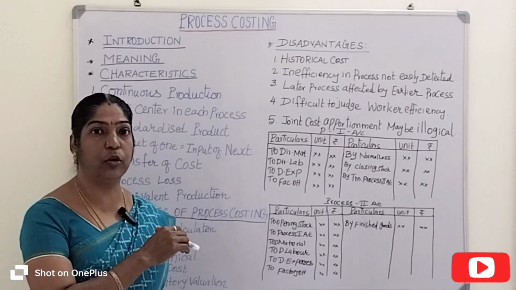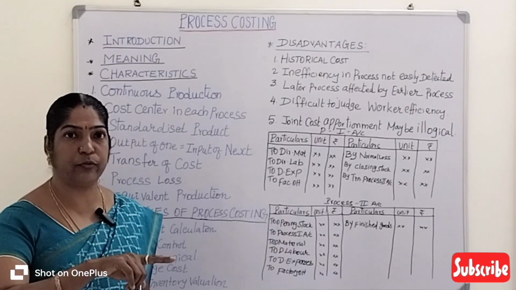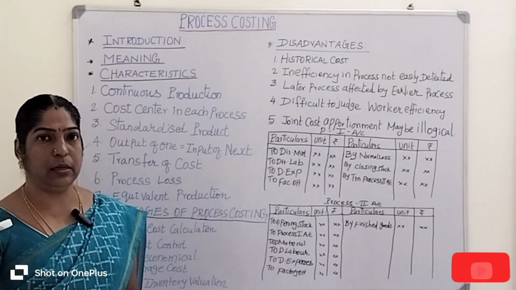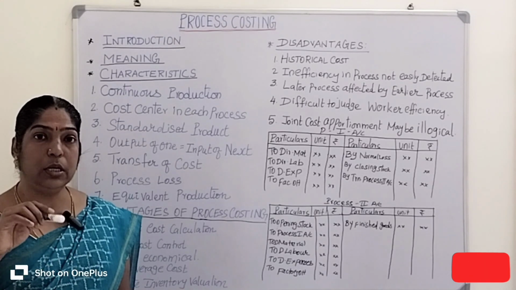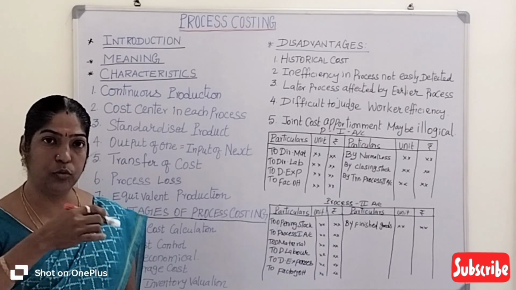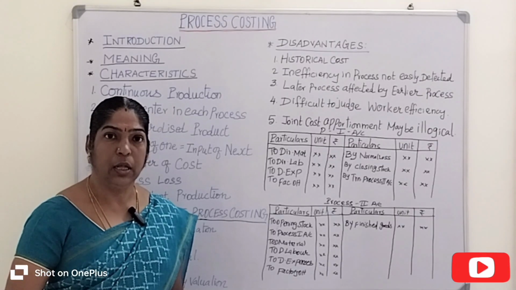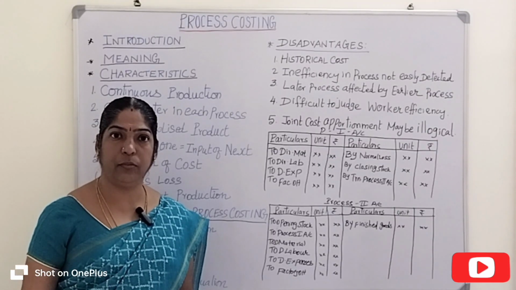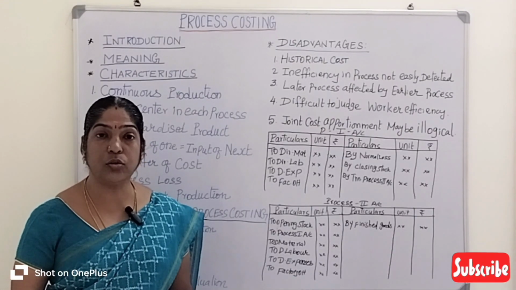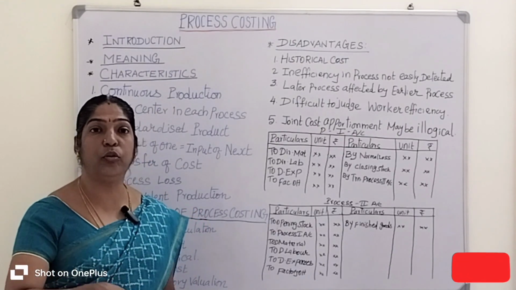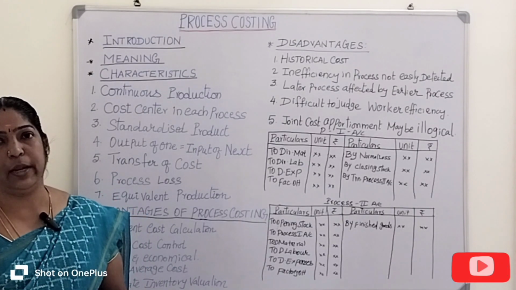Okay, let's come to transfer of cost. Before, we learned that the output of the first process is equal to the input of the next process. When the output moves to the next process, what about the cost? Does the cost stay behind? No. What happens to the cost? Cost also goes along with the output to the next process. Got it? I'll explain with a suitable example.